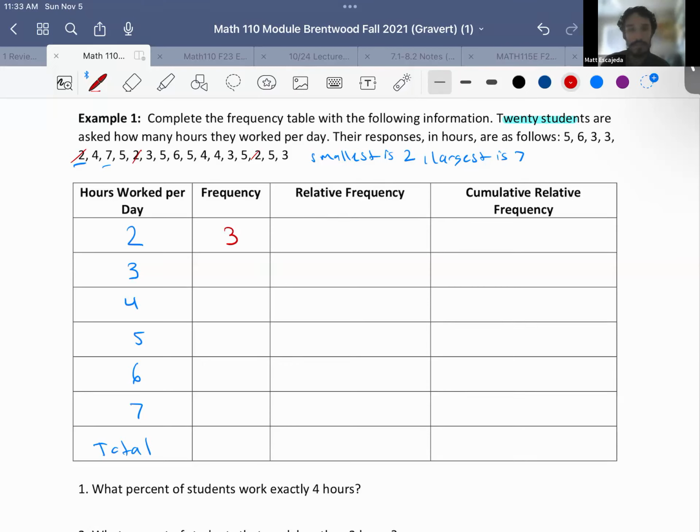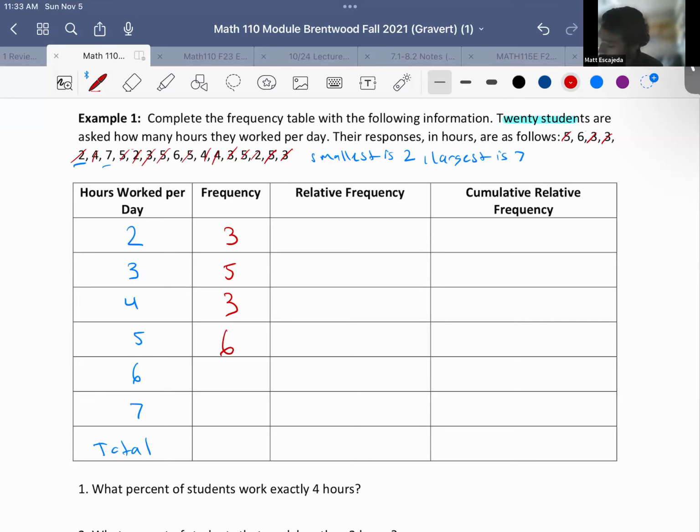And if you guys think you have the hang of this, go ahead and try it out. But I'll just continue to do it. So here's 3, 1, 2, 3, 4, 5. Okay, 5 students work 3 hours. 4, I'm seeing 1, 2, 3. Okay, 5, 1, 2, 3, 4, 5, 6. 6 students work 5 hours.